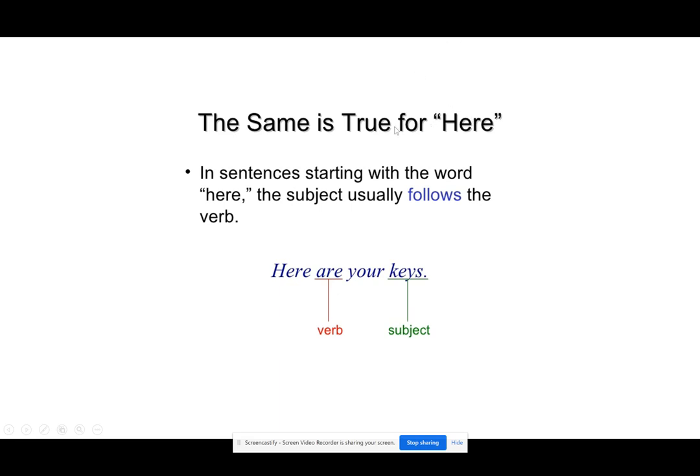The same is true for the word here. Usually the subject follows. Here are your keys. Okay, our subject is plural, many keys, so we have to use the verb are. Here is your key. We're talking about one key, so we have to use the verb is. So anytime you see sentences with here or there, look at the end for the subject and see if the subject is plural or singular.